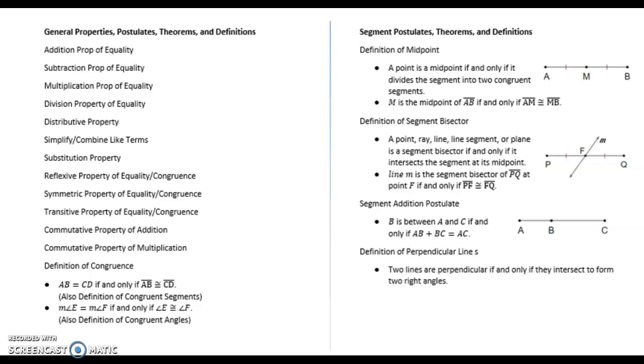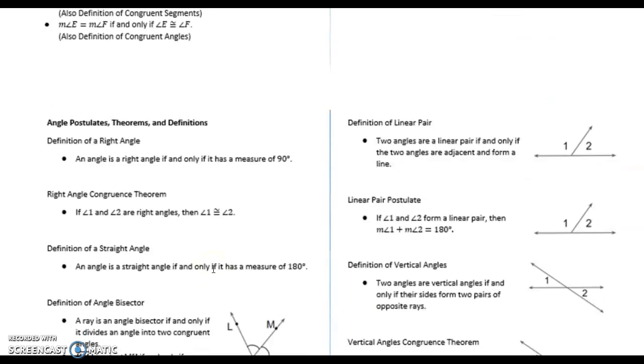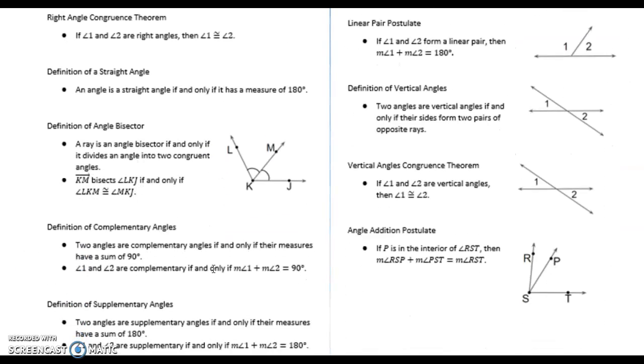So if we go ahead in your interactive student notebook and you pull up your angles congruence sheet, over here we have the definition of vertical angles. Essentially what it says is two angles are vertical angles if and only if their sides form two pairs of opposite rays. So what the definition of vertical angles lets us do is say something like angle 1 and angle 2 are vertical angles. And then our reason would be definition of vertical angles.